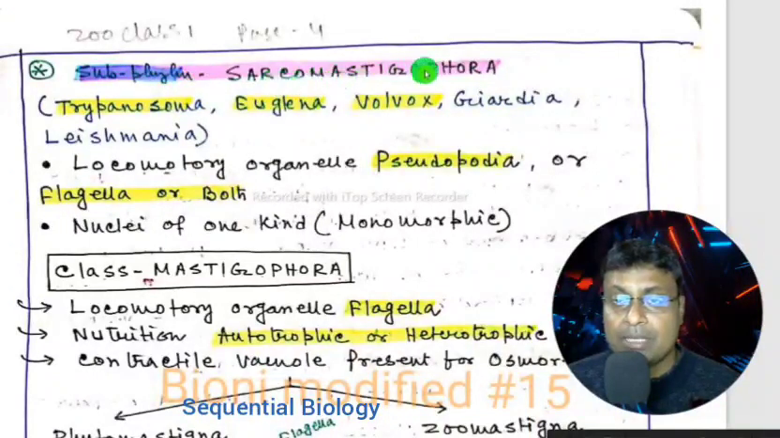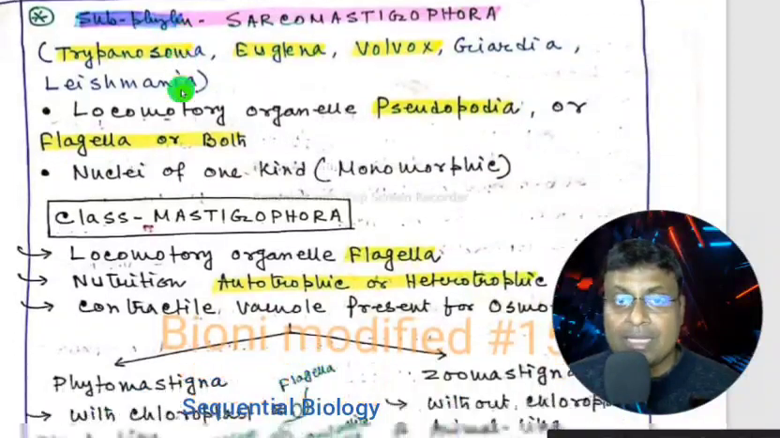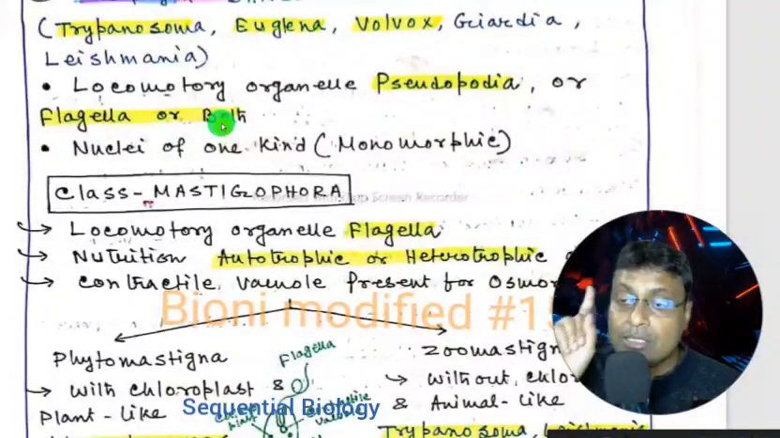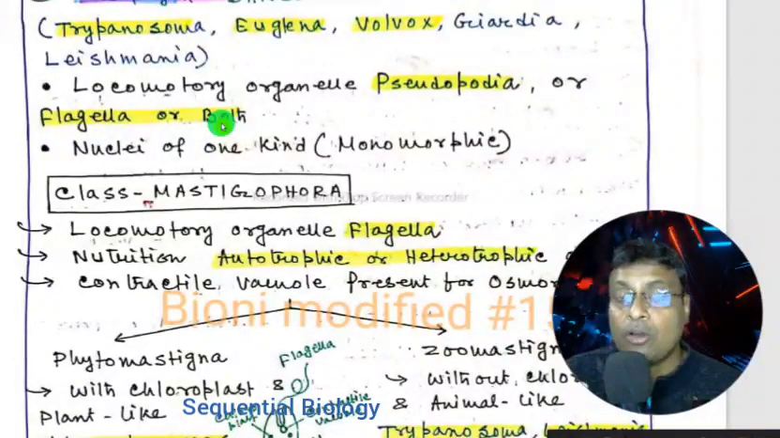The first subphylum is Sarcomastigophora. Trypanosoma, Euglena, Volvox, Giardia, and Leishmania are included under this subphylum. This subphylum has the locomotory organelle pseudopodia or flagella or both. So they have no cilia, but their locomotory organelles are pseudopodia or flagella or both. The group of protozoa which have pseudopodia or flagella or both, that means some forms possess both, are included under Sarcomastigophora.